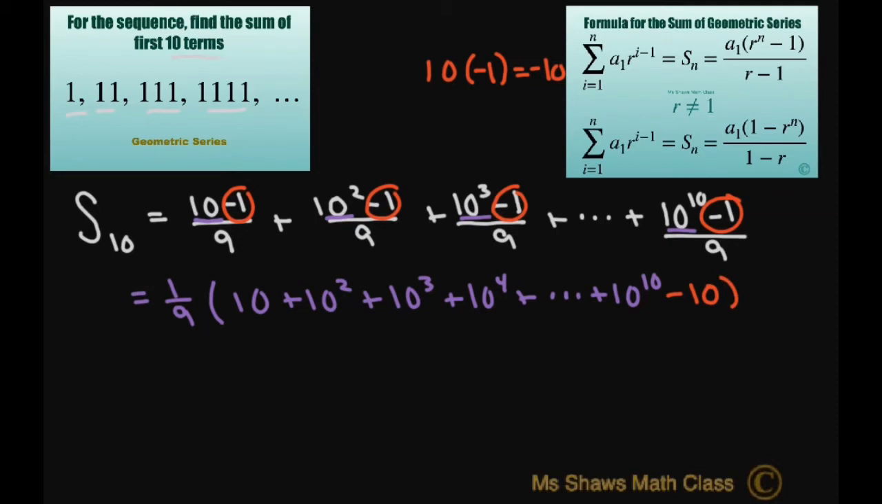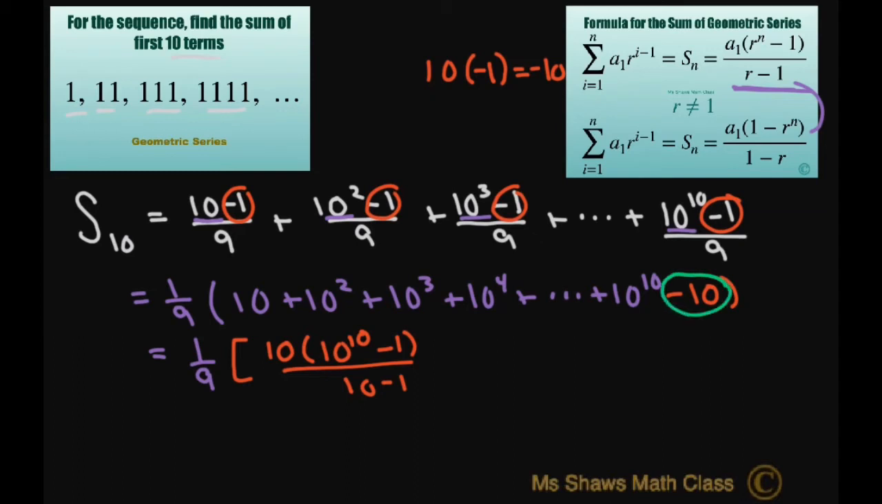So now that we have that, we can use our formula, and let's use this top one. These are the same, it's just rewritten. So I can write 1/9. And now using our formula, our first term is 10. And then we have 10 to the power of 10, because we have 10 terms, minus 1 divided by 10 minus 1. Now that's that piece, but then we still have this minus 10, so I'm going to put that right there.